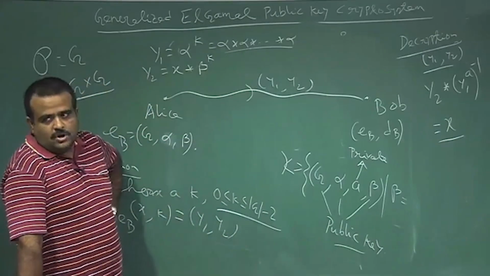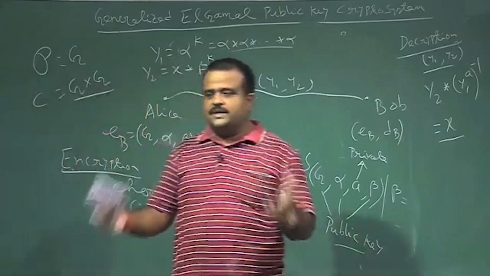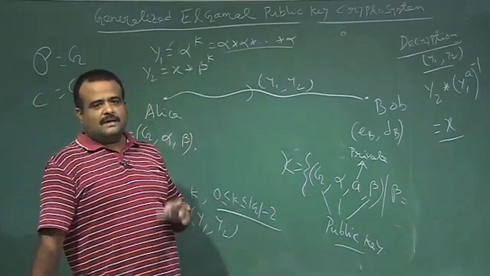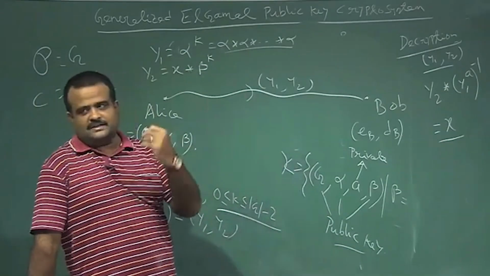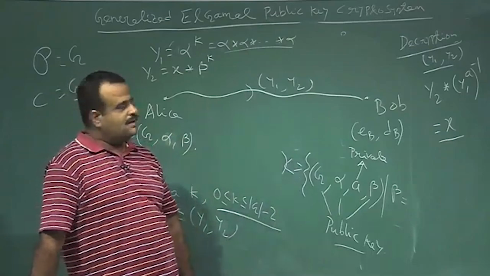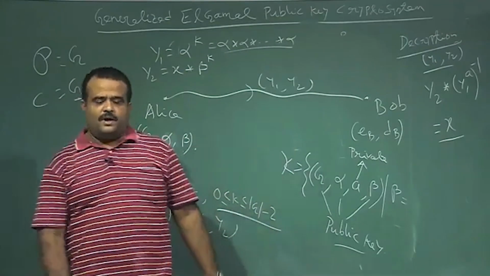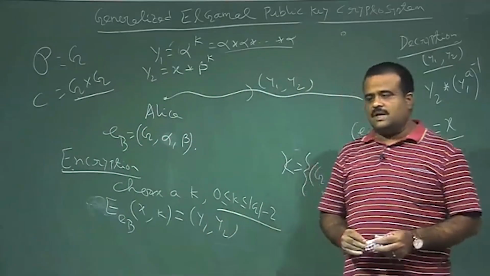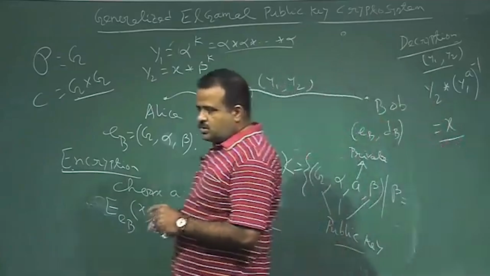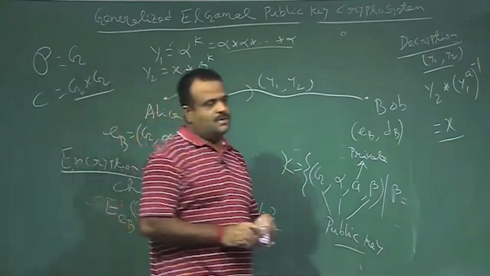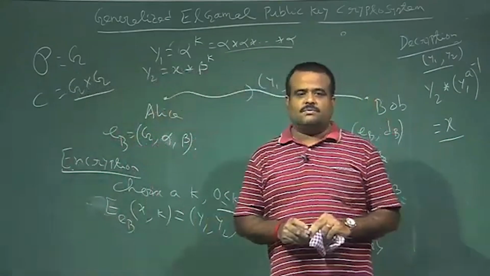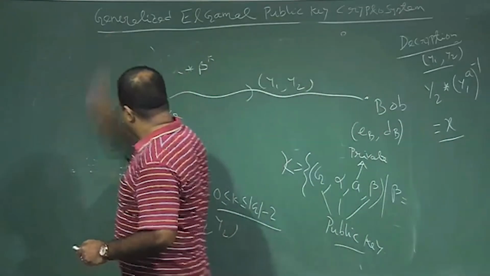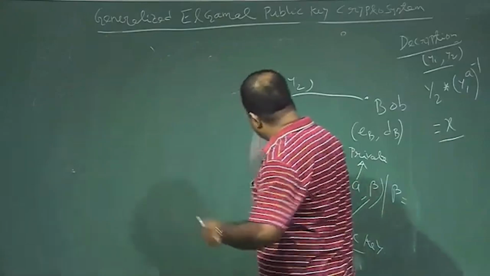ElGamal crypto system. So if we can get a cyclic group G which has a generator, then we can think of an ElGamal crypto system. This is the generalized version of the ElGamal crypto system. Based on this idea, we can have what is called the ElGamal crypto system over elliptic curve points. So let us talk about that.